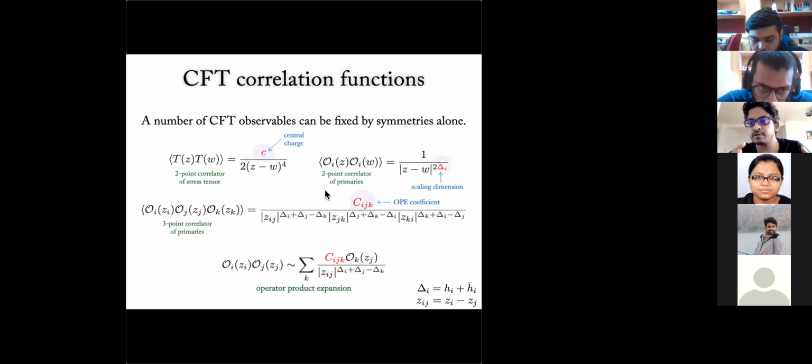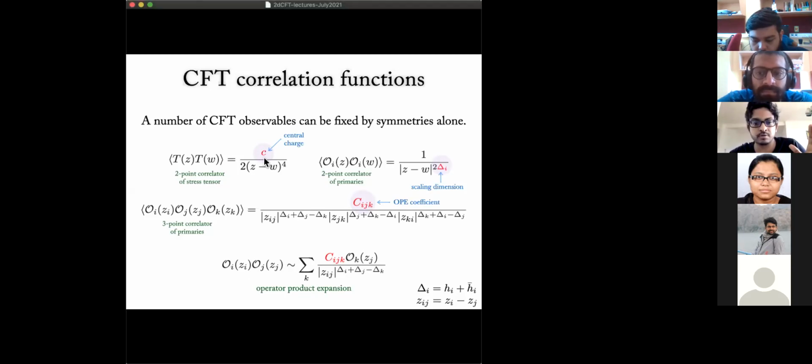Okay, these actually form the data of a CFT. These are the specific details of a given CFT. So how does one find higher point correlation functions? Those are not completely fixed by conformal symmetry. Those are theory dependent, and they depend on these numbers. So how does one find those?